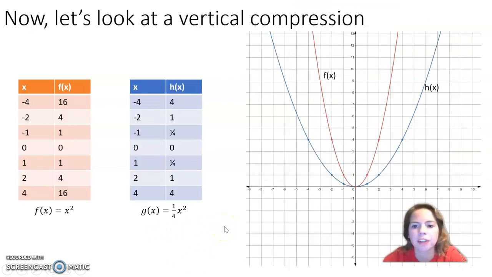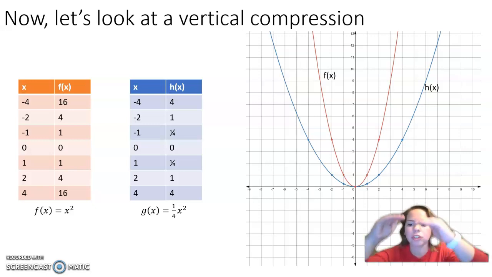Let's take a look at a compression. Again, we have f of x here. It's the red one, the original graph, f of x equals x squared. And the blue one, I'm hoping you're noticing, looks like it's pushed down. It's like if I took the red graph and just pushed it downward. So that's a compression, when we're pushing on it. And so we're pushing it downward.